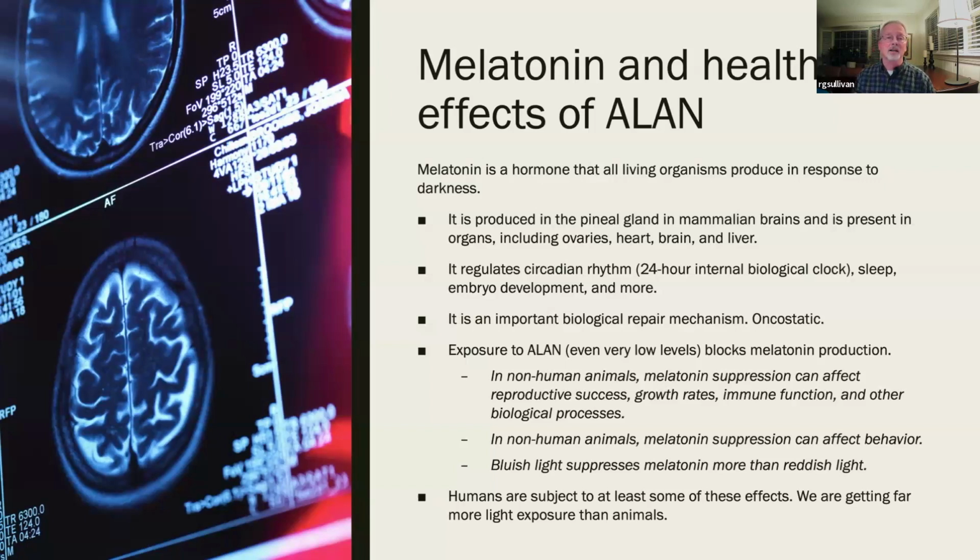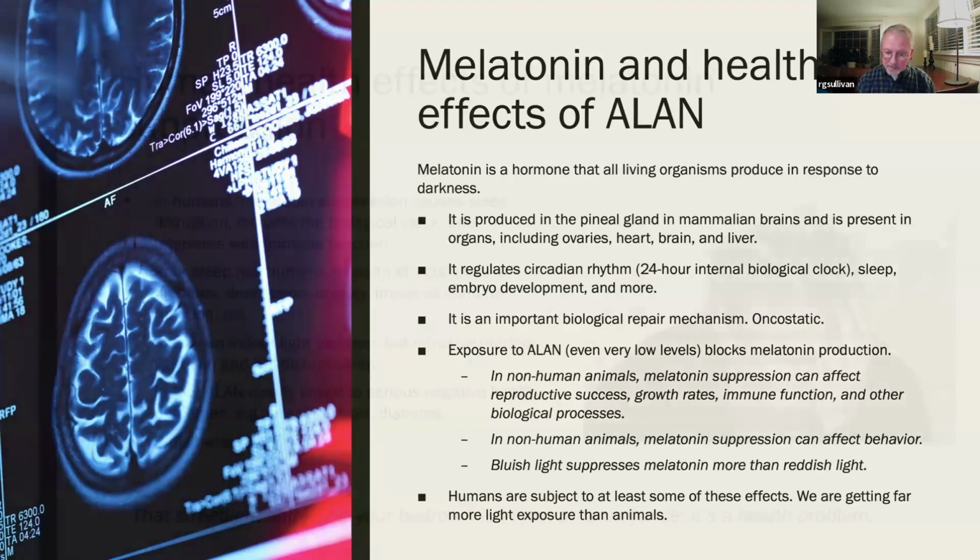And just a note, and I'll be making this note a few times in this presentation, bluish white light is a greater problem for melatonin suppression than light that is orange, yellow, orange, red toward the lower wavelength end of the spectrum. And the fact that bluish white light is more of a problem matters both for astronomical light pollution and ecological light pollution. I'll talk about that more too.